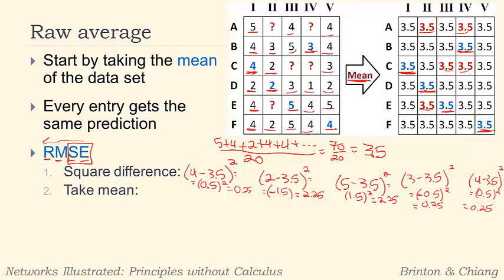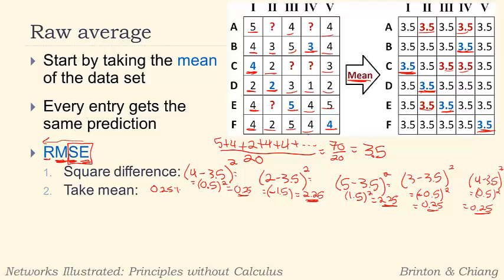Now we have to take the mean. So all these values right here, we want to find the mean of each of those values. So now we're up to the mean part. We did the squared error, now we're finding the mean. So we have 0.25, 2.25, 2.25, 0.25, and 0.25. So we have to add them up and divide by the total number. So there's 5 of them.